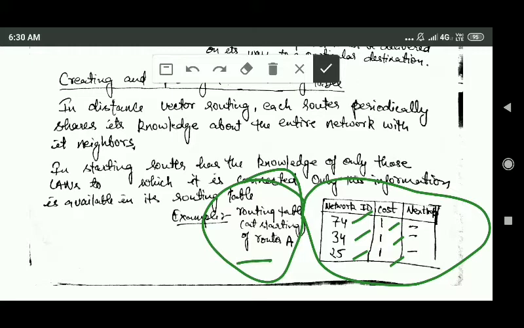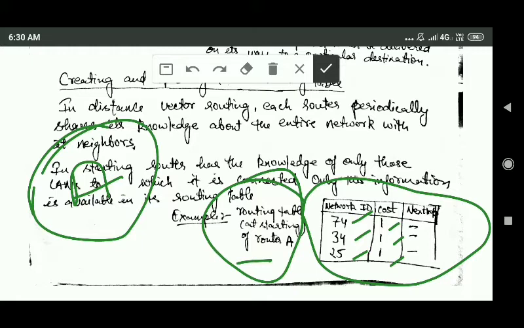Next hop field is empty. Right, next router or next hop field is empty. So these entries show that these networks 74, 34 and 25 are directly connected to router A, right? Since they are directly connected to router A, the cost is only 1 unit, and there is no need to transfer the packet to any other router in this case. That's why the next hop or next router field is empty, right?